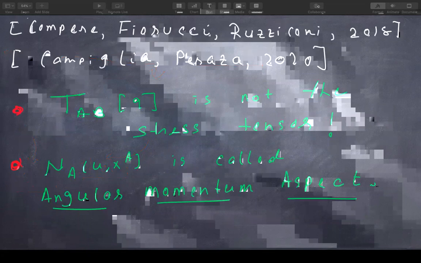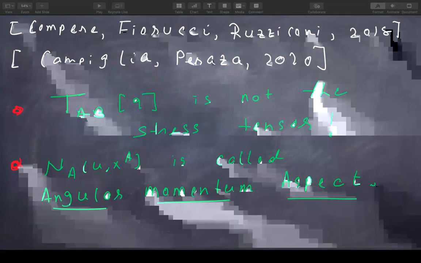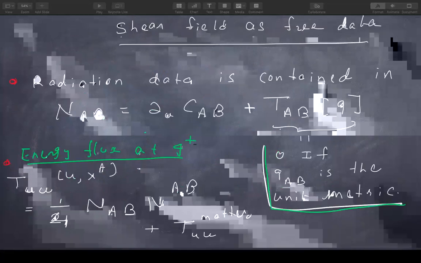And the structure of this tensor T_AB was analyzed in two very nice papers by Geoffrey Compère and his collaborators, and Miguel and Peraza. I just think that T_AB is not a stress tensor or anything. It's just a tensor which depends on the sphere metric, and N is what is usually called the angular momentum aspect. And of course, as probably everyone knows, the radiation information itself is contained in what is called the News tensor, which for arbitrary sphere metric Q is just the U derivative of the shear plus this tensor T.